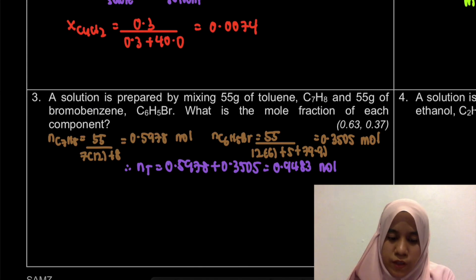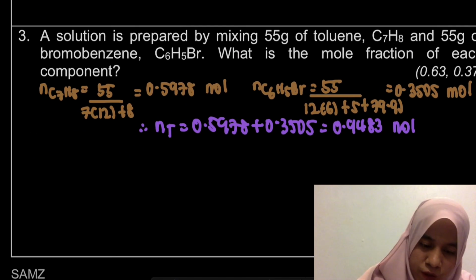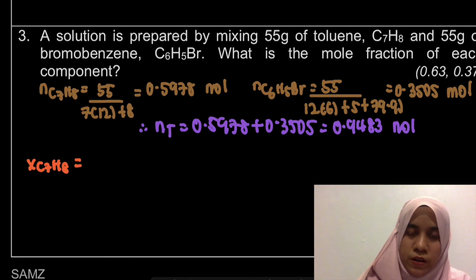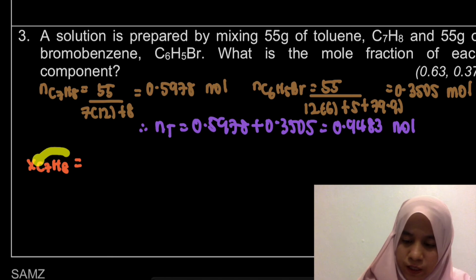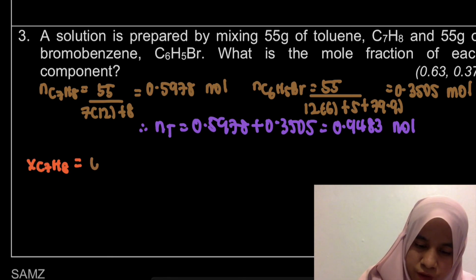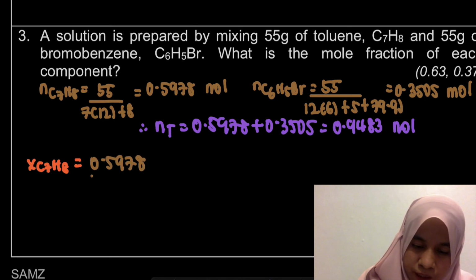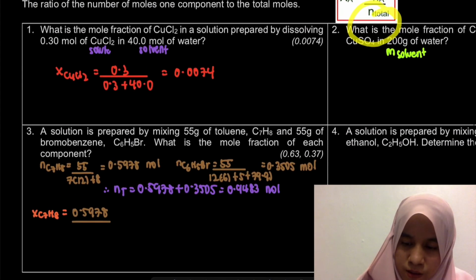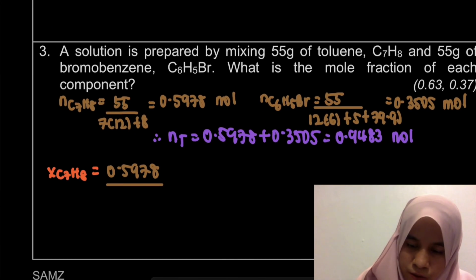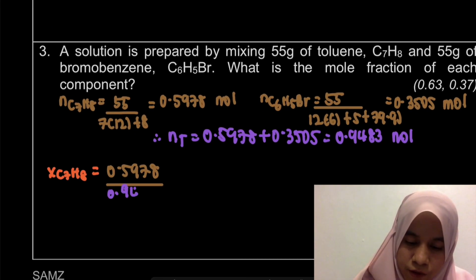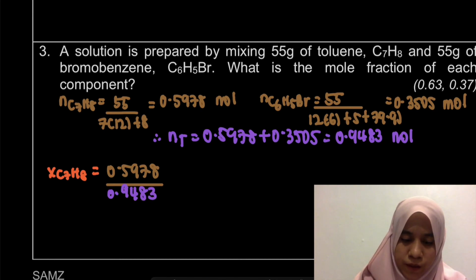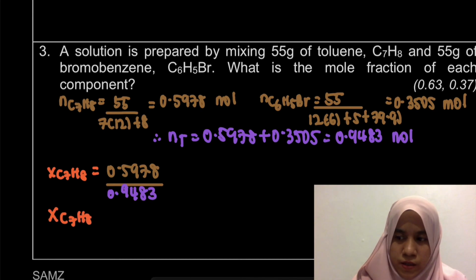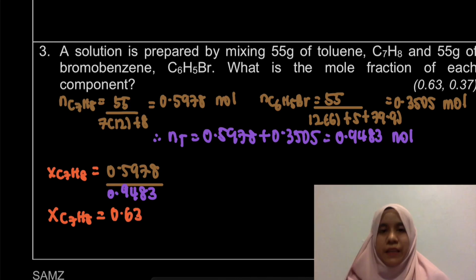Okay. So this is actually the number of mole total. So boleh tak kita cari? So right now I'm gonna find my mole fraction of C7H8, which is the number of mole for this toluene specifically, 0.5978 divided by the number of mole total, which is 0.9483 mole. So kita akan dapat the mole fraction is 0.63. Okay. So that's the first one.